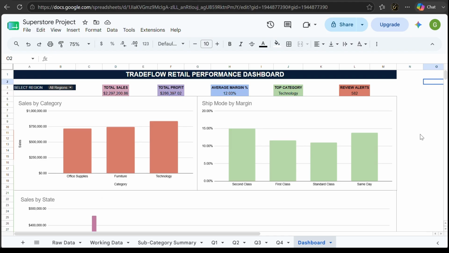Whatever values they want to see, they just need to do their filtering. So this is where we wrap up this project.